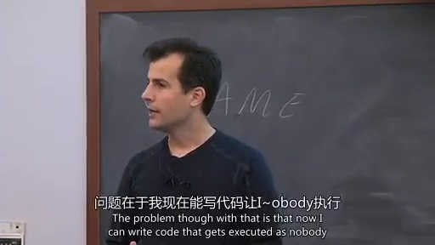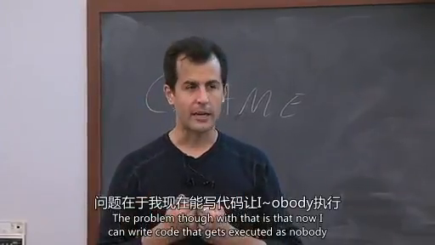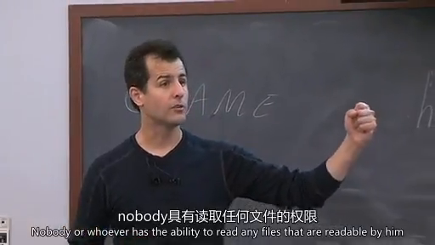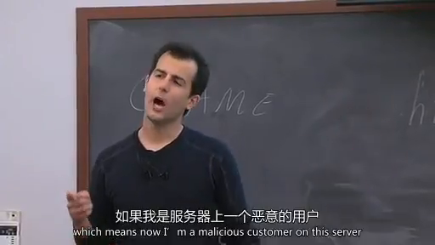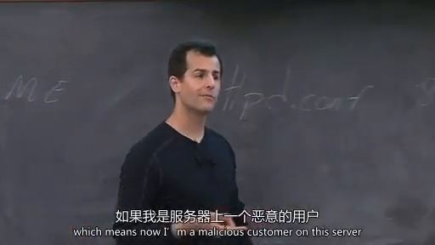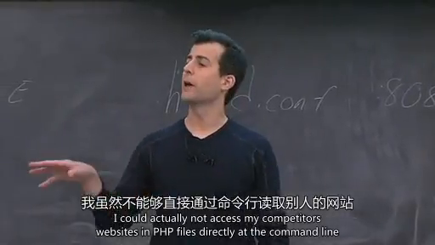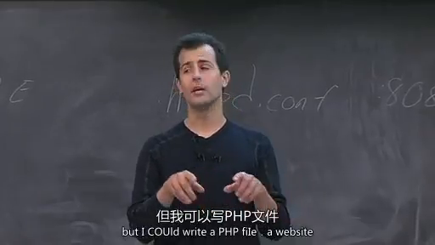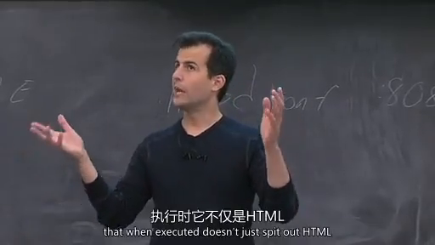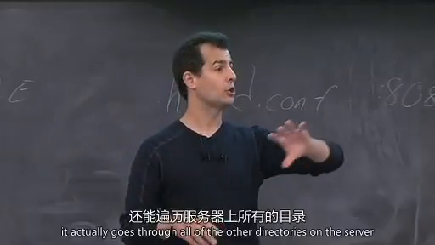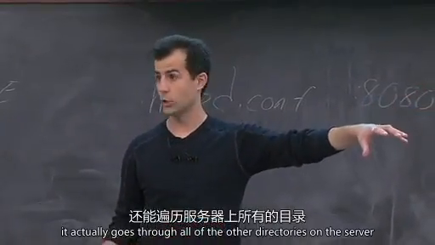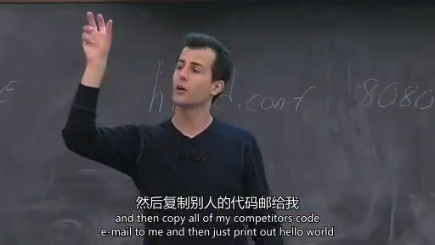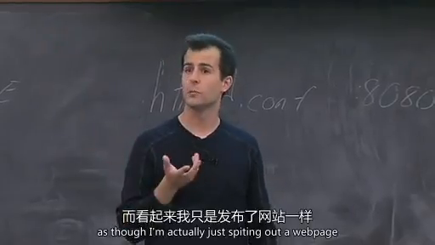The problem, though, with that is that now I can write code that gets executed as nobody. Nobody, or whoever, has the ability to read any files that are readable by him, which means now, if I'm a malicious customer on this server, I could not access my competitors' websites and PHP files directly at the command line, but I could write a PHP file, a website, that when executed doesn't just spit out HTML, it actually goes through all of the other directories on the server, which it has access to because it's running as nobody, and then copy all of my competitors' code, email it to me, and then just print out like hello world. Right, as though I am actually just spitting out a web page.